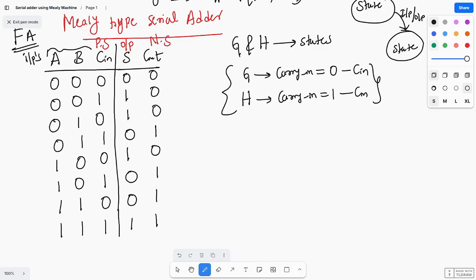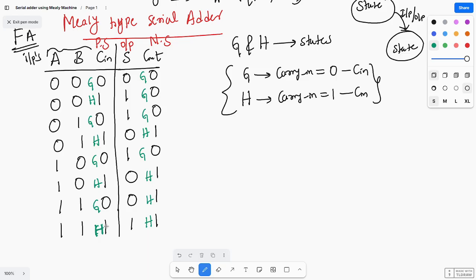So from here I can write. These are the inputs, and this is the present state. This is my G, and carry out I also need to consider as the next state. So I fill in G and H for the present state and next state columns across the eight rows of the truth table.